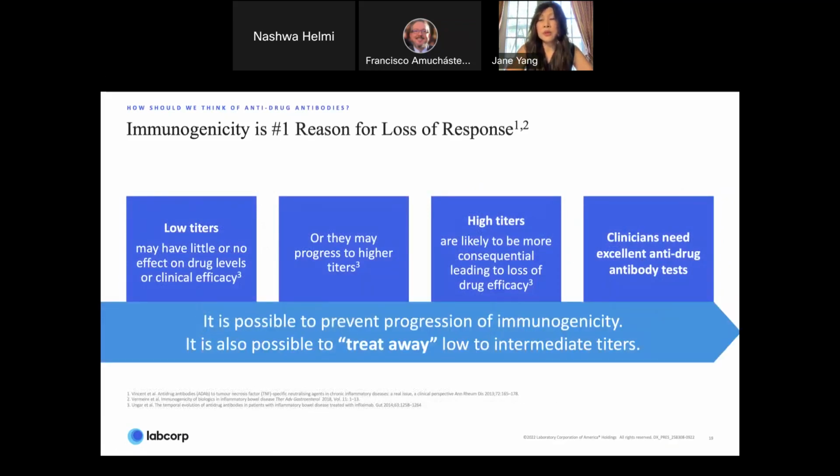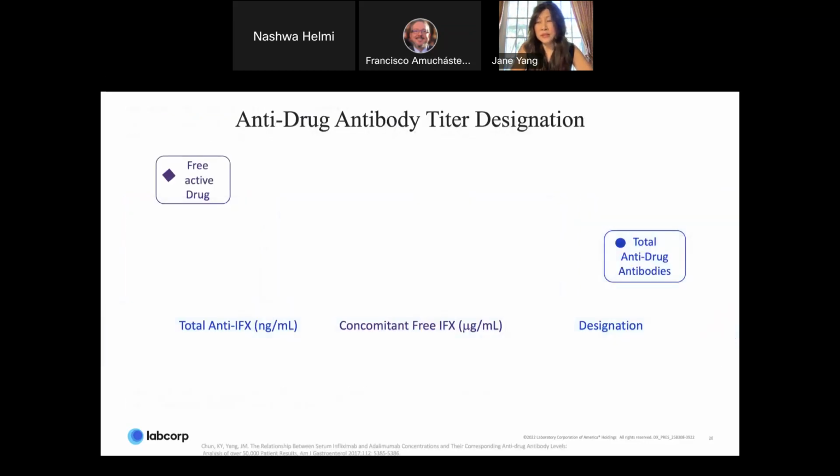But left alone, low titers are more likely to progress to high titers, and it is the high titer antidrug antibodies that are more impactful, that adversely affect free drug levels and drug efficacy. So given this more nuanced understanding of immunogenicity, the onus is really on the laboratory to provide the best possible antidrug antibody measurements. Toward this end, antidrug antibody titers should be designated by the lab as follows.